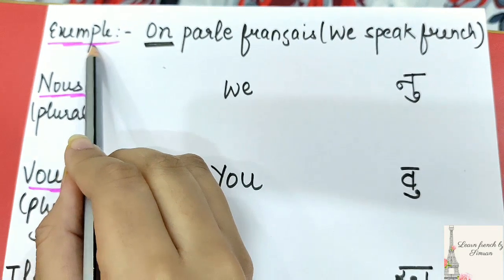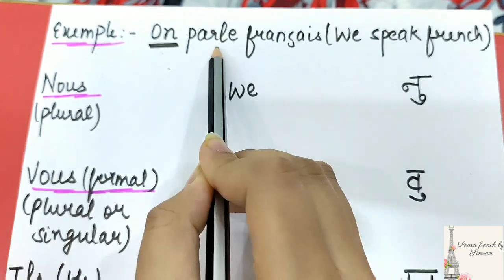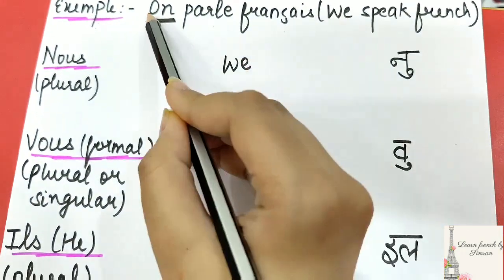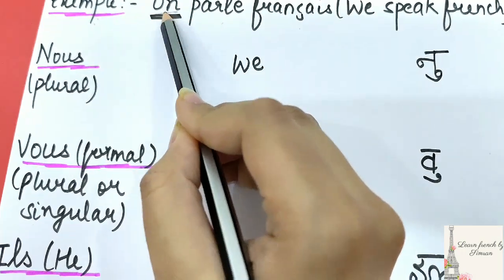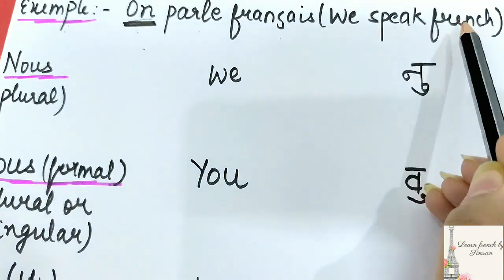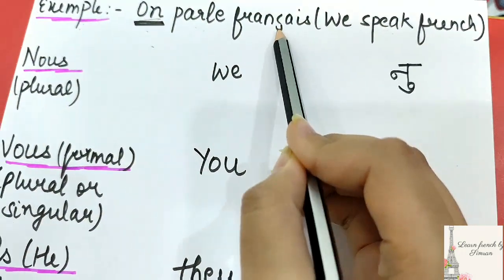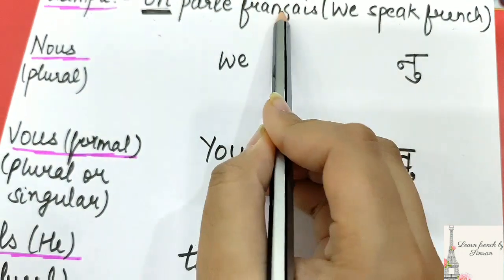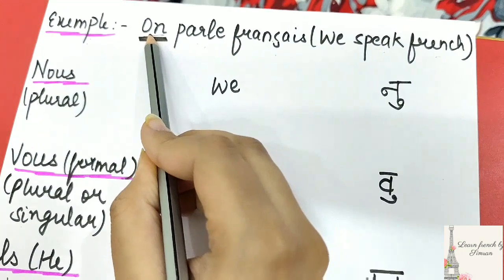Now this is our next example, as I have written here. "On parle français," and it means we, which is "on." It can also mean we speak French. "Parle" means speak, "français" means French. Now here I have given this example because "on" can also mean we.